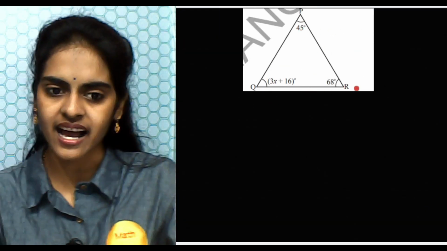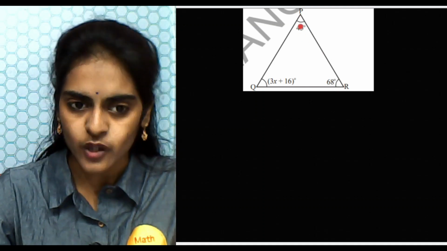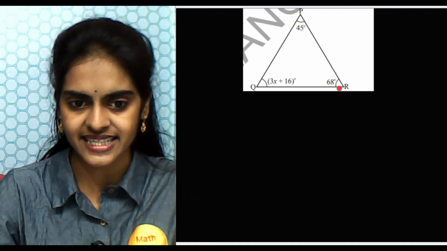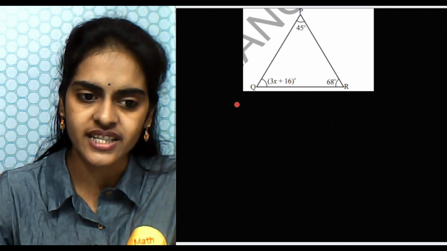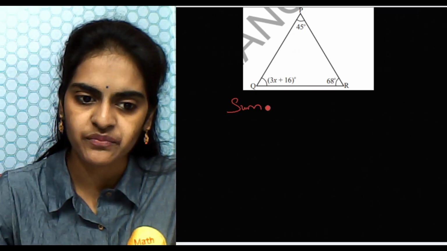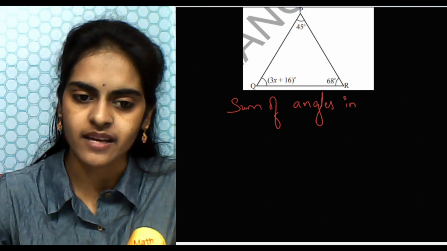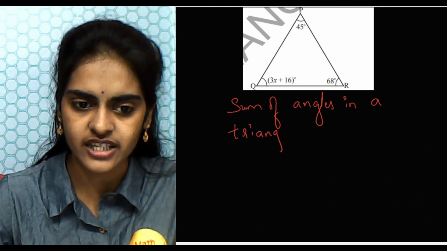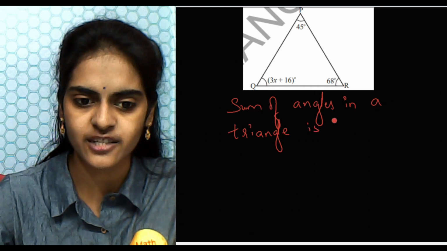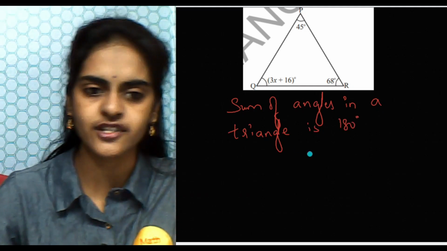Here you can see we can directly use the sum of angles in a triangle formula. Just see, you have 45 degrees, 3x plus 16, and 68. Three angles of a triangle are given to you. Sum of angles in a triangle is how much? Sum of angles in a triangle is 180 degrees, clear? So here what are the three angles you have?